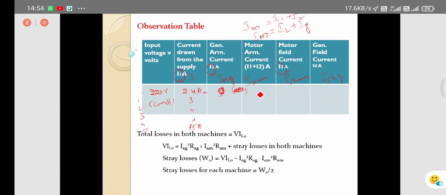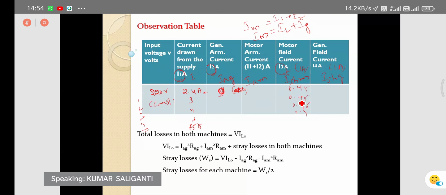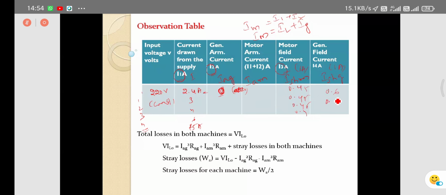So next, what about I3? The I3 current here is the motor field current. Generally the field current is a maximum of only 1 amp, so you have to take 0.4 or 0.3 like that. The motor field current is always constant, like 0.4, 0.45. What about the generator field current here? The generator field current changes, like 0.6, 0.65, 0.7, 0.8. After getting all these values, another tabular form will be there.